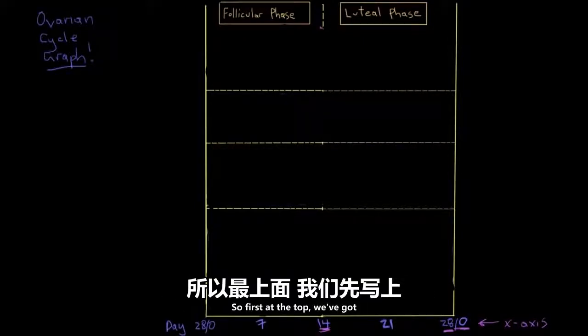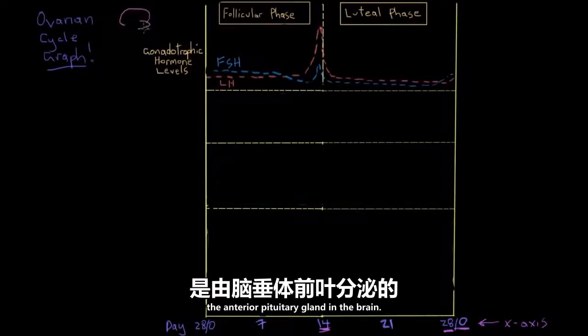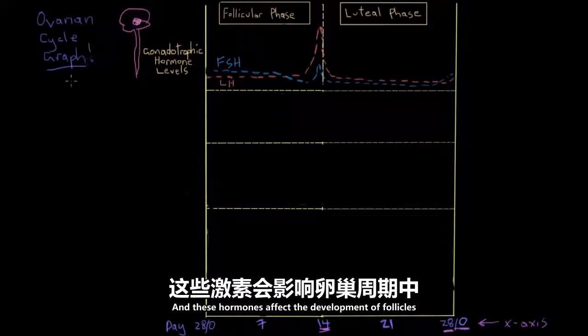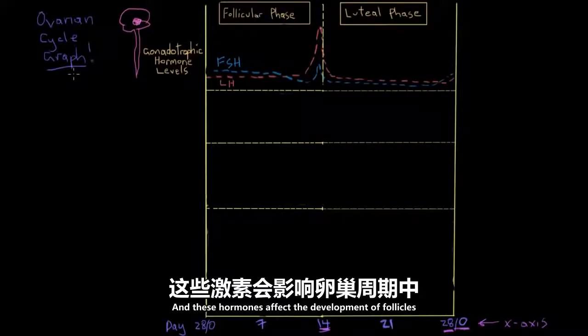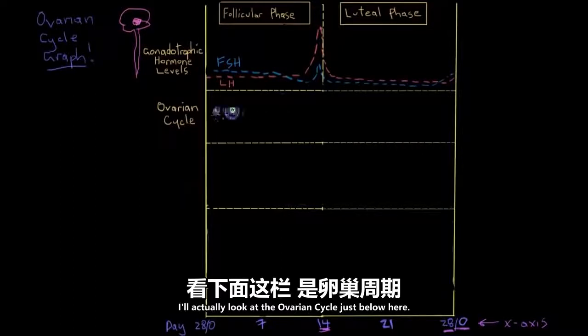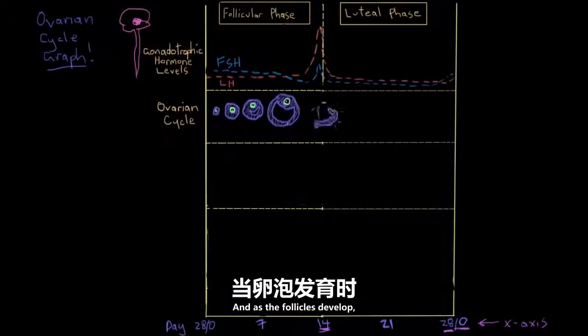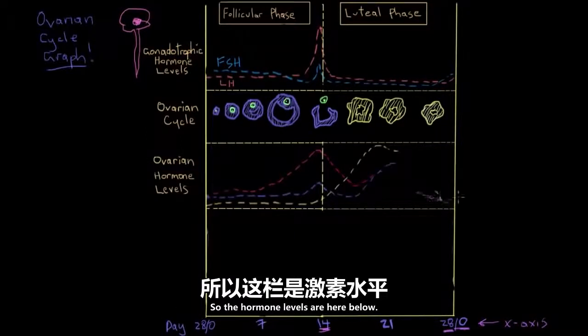First, at the top, we've got the gonadotrophic hormone levels, FSH and LH. Remember, these are released from the anterior pituitary gland in the brain, and these hormones affect the development of follicles in the ovarian cycle. We'll actually look at the ovarian cycle just below here. And as the follicles develop, they cause the release of hormones from the ovaries. So the hormone levels are here below.